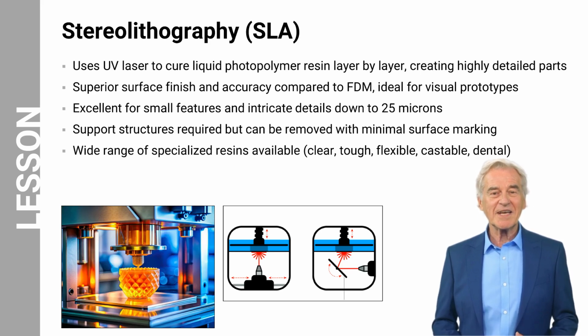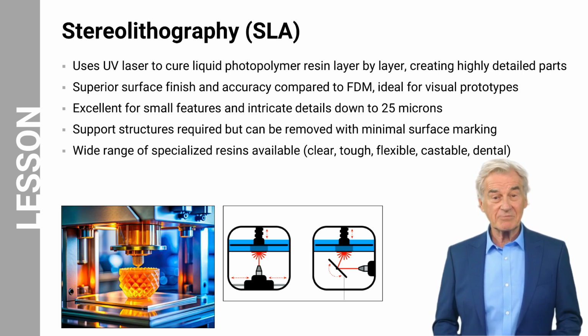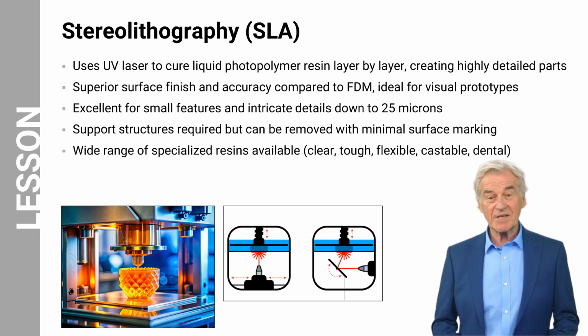A visual prototype is a mock-up model that focuses primarily on the aesthetics and dimensional aspects of a product rather than functional features. SLA excels at producing small features and intricate details, achieving precision down to 25 microns. While the process requires support structures during printing, these can be removed with minimal marking on the final surface. The technology supports a wide range of specialized resins, including clear, tough, flexible, castable, and dental materials, providing versatility for different applications.